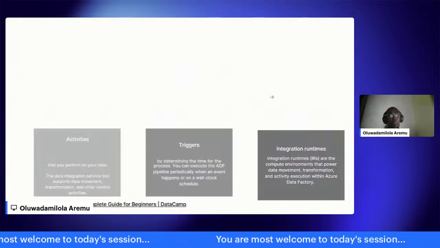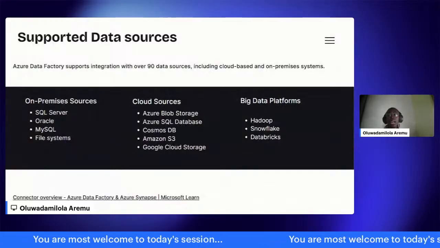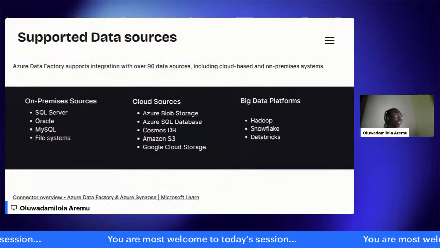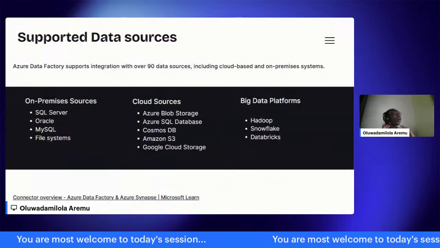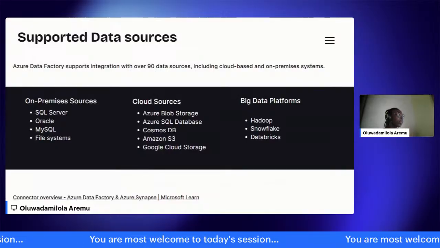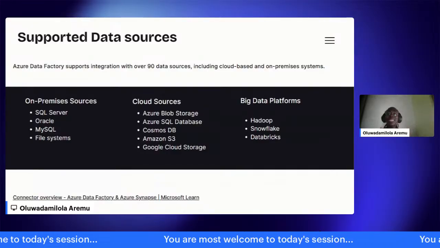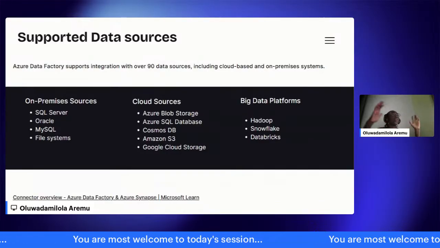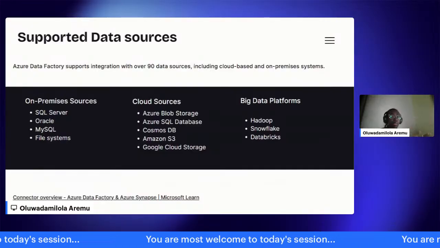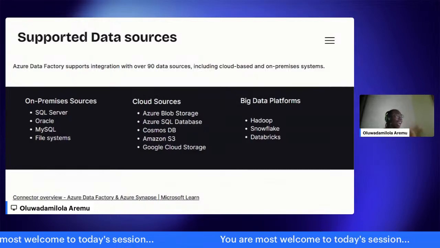Right. So moving to our next slide, we talked about data sources and we have different data sources. In fact, Azure Data Factory supports over 90 data sources. Just imagine that, over 90 data sources, including cloud-based and on-premises systems. So you have your on-premises sources like your SQL Server, Oracle, MySQL, file systems. They have your cloud sources, your blob storage, and it's not only limited to Azure services, right?